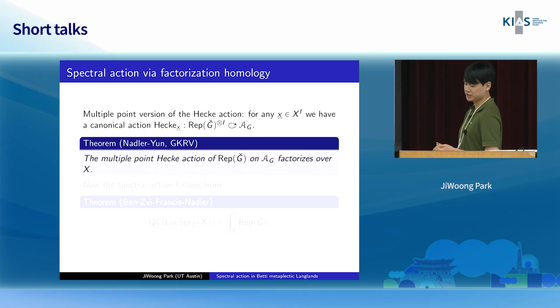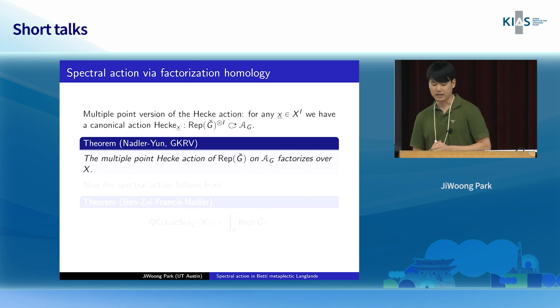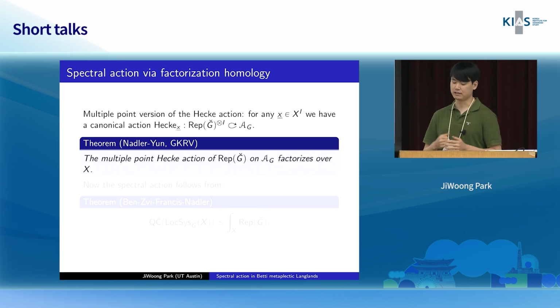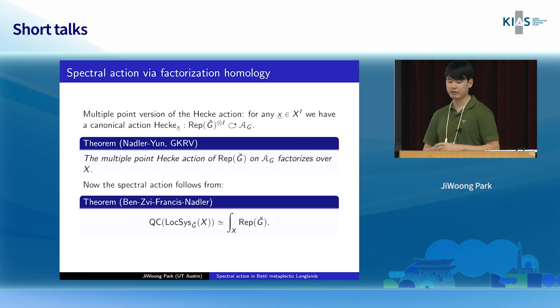There's a multiple point version of this Hecke action, and you can prove that the multiple point Hecke action defines you a factorizable action of Rep G check on AG over the topological space of X. So from the general categorical framework, we know that the factorization homology of Rep G check should canonically act on AG. And now we conclude from the following identification of the factorization homology.